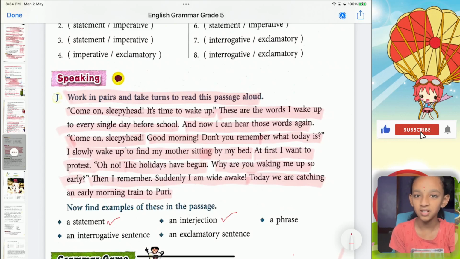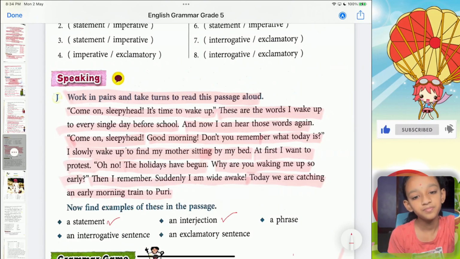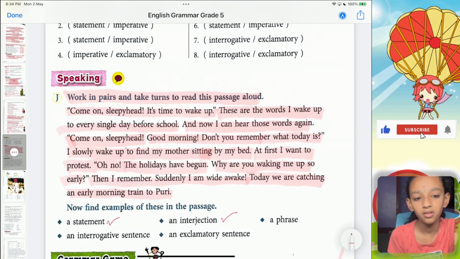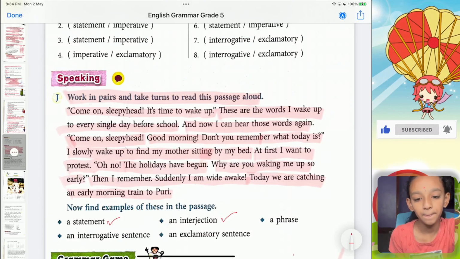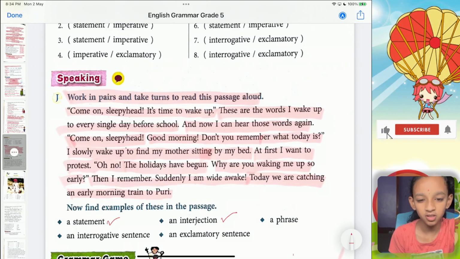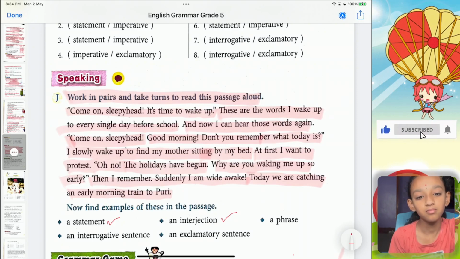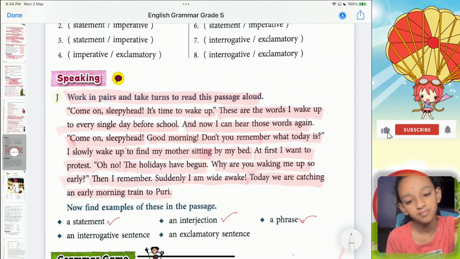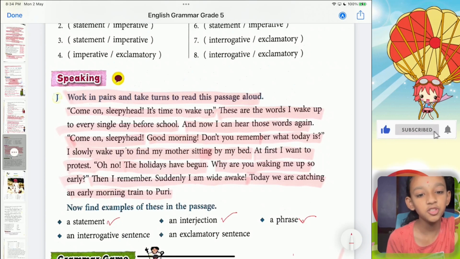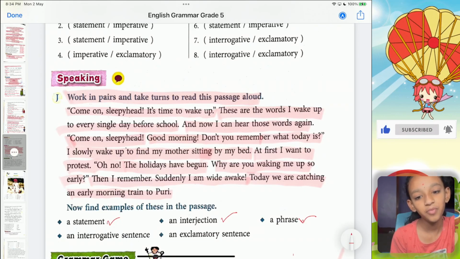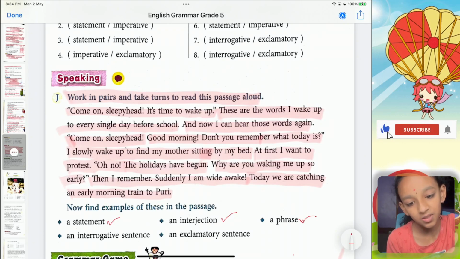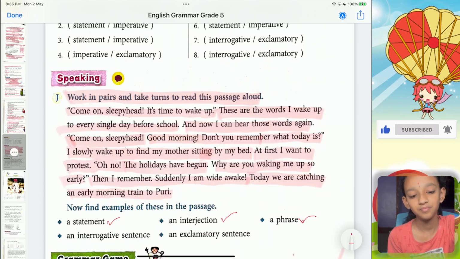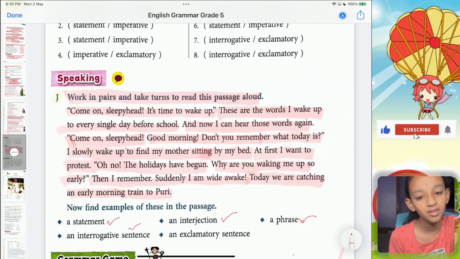I think there's another one. It's time to wake up. Yeah, it can be a phrase. Time to wake up. That's a phrase. So there are two phrases which I can see. Okay, phrases are done. What about an interrogative sentence? Don't you remember what today is? And there's one more. Why are you waking me up so early? Correct. And what about an exclamatory sentence?